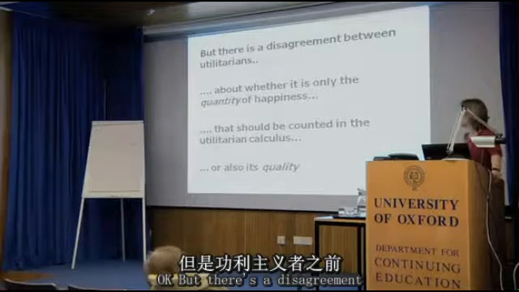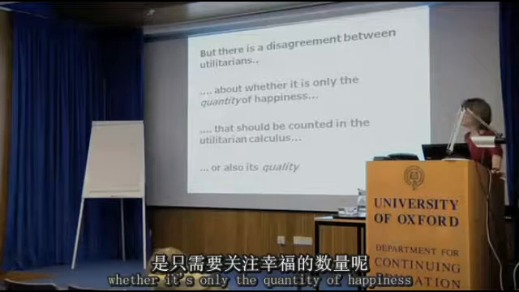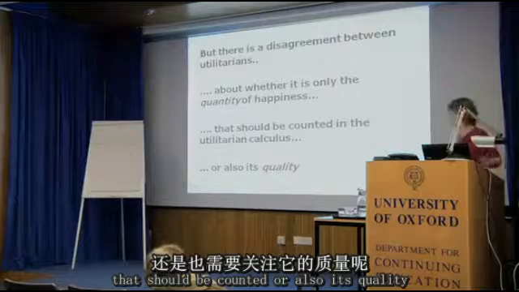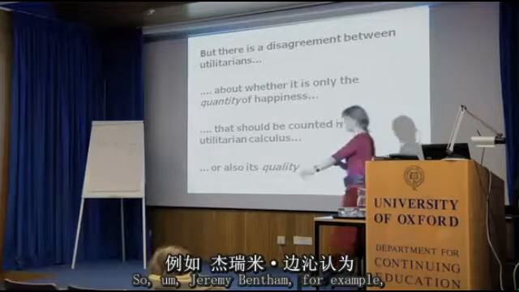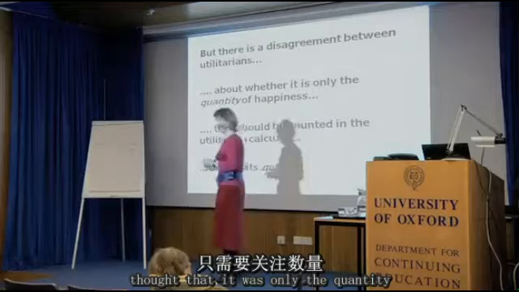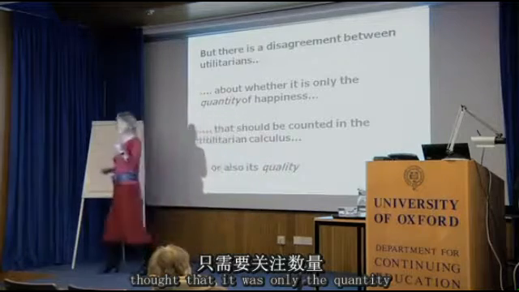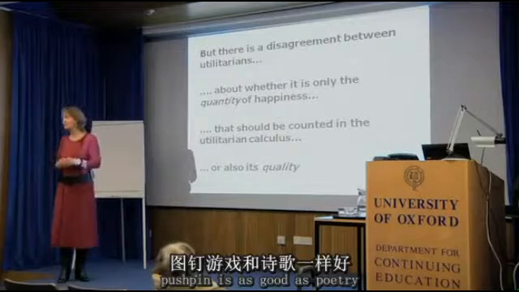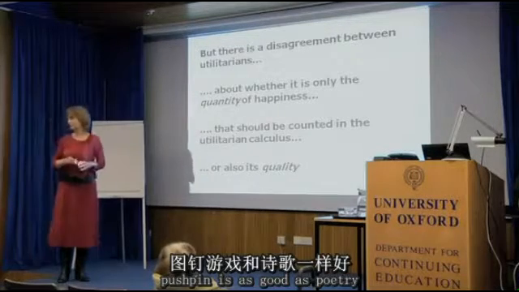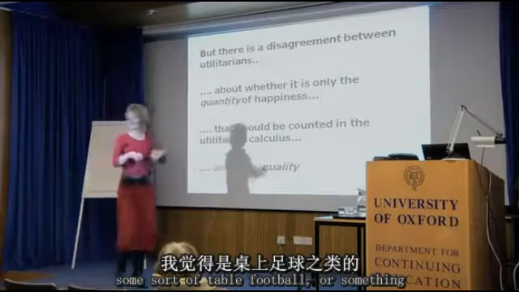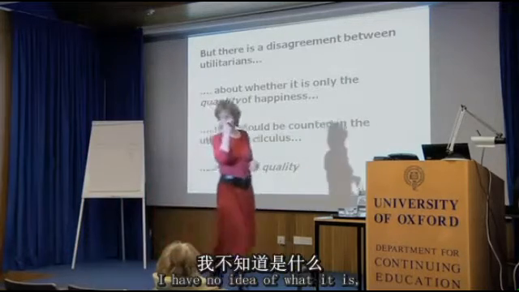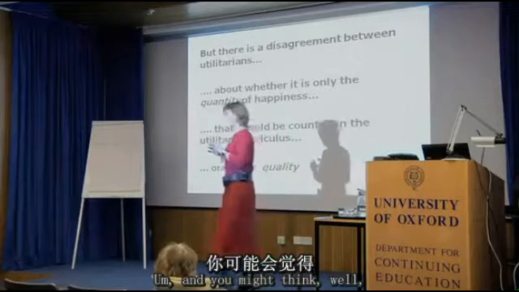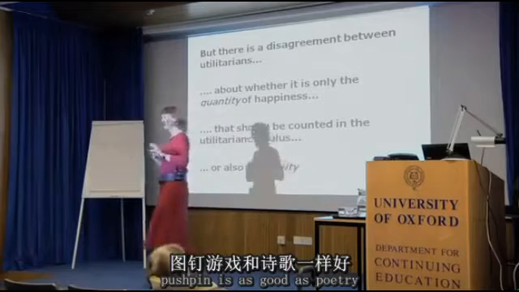Okay, but there's a disagreement between utilitarians about whether it's only the quantity of happiness that should be counted, or also its quality. So Jeremy Bentham, for example, thought that it was only the quantity. He thought that pushpin is as good as poetry. Pushpin is, I assume, some sort of table football or something. I have no idea what it is, but you can imagine. And you might think, well, pushpin is as good as poetry.